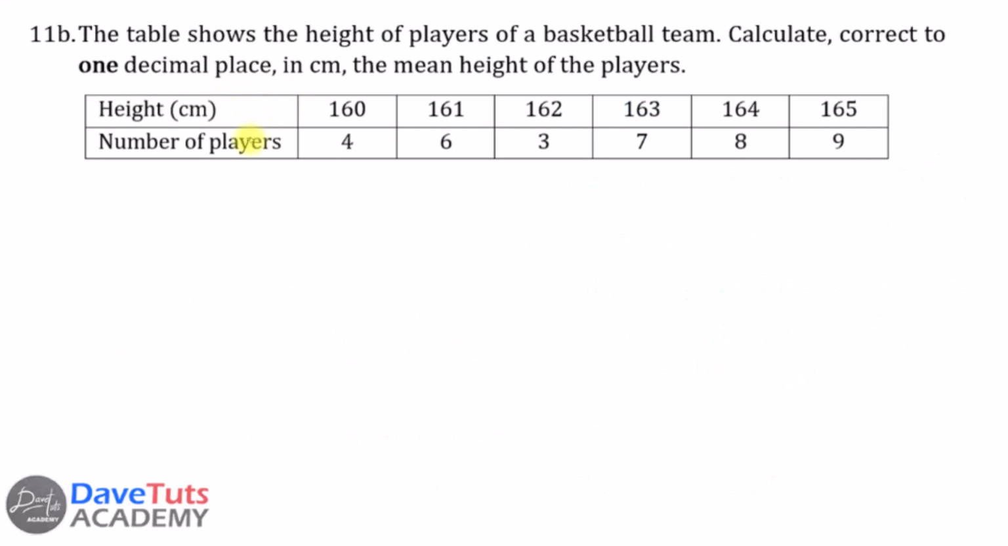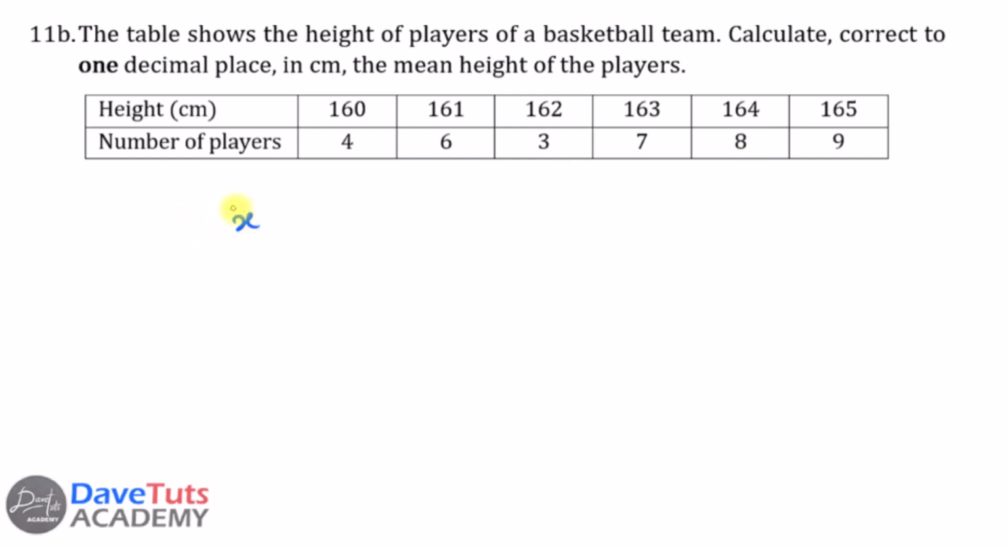In this question of statistics, we are told that the table shows the height of players of a basketball team. This table here, we have to calculate correct to one decimal place in centimeters the mean height of the player. So this is a very good question asking us about mean. And what is the formula for mean?